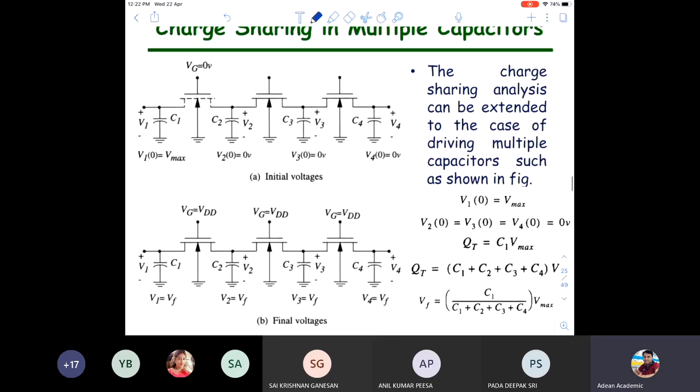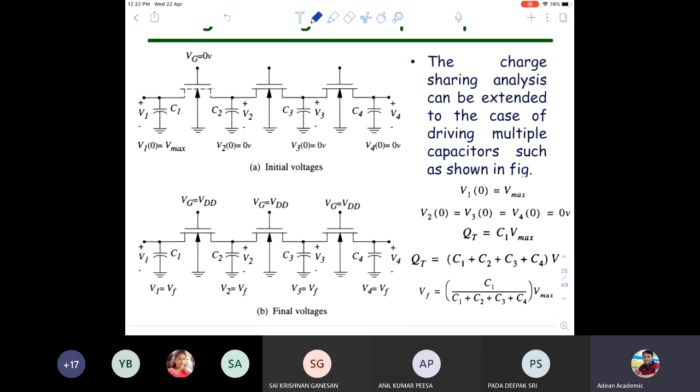So for multiple capacitors, if you see here, capacitor C1, all these are initially off. C2, C3, C4 are all isolated. Initially, the total charge will be C1 Vmax.